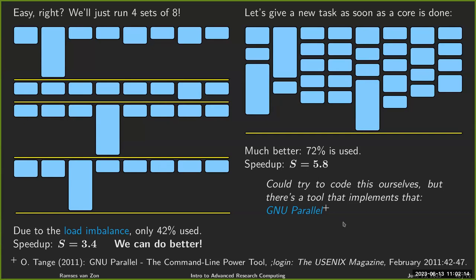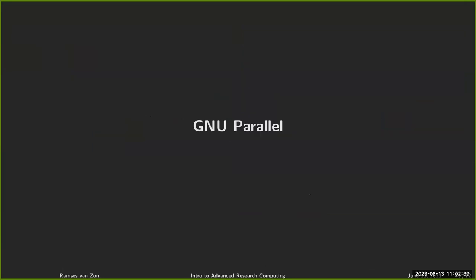There are other tools, but this one is really nice because it's very versatile and still under active development. So if something's wrong with it, you could get it fixed in the next version. But don't code this yourself. We're going to use GNU Parallel to take the calculation that is probably just about to finish and do it much, much faster than the 40 minutes that it took so far.